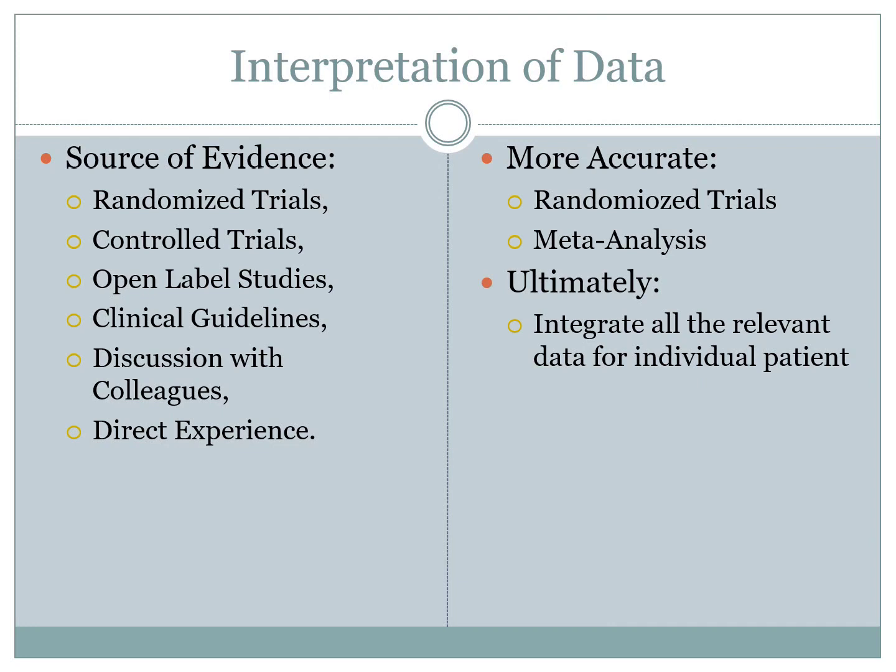So how do we interpret the data for these drugs? The source of evidence can be many, like randomized trials, controlled trials, open label studies, clinical guidelines, discussion with each other, or our own experiences. But the more accurate data comes from randomized controlled trials and meta-analysis. So these two are very specific and organized studies of any drug, which can conclude the usefulness or other things regarding the drug. And ultimately, in clinical practice, one has to integrate all the relevant data for the individual patient on the basis of the evidence available for the drug.